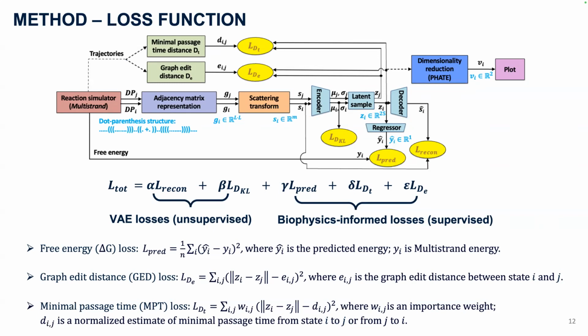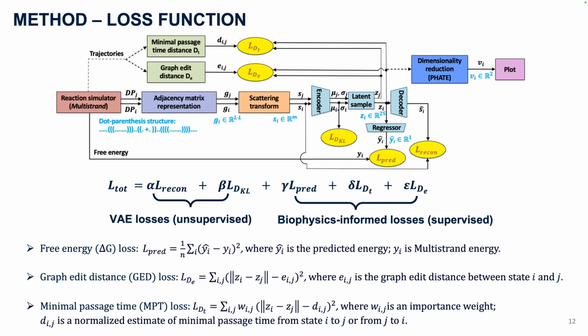The free energy loss is calculated by the mean squared error between the predicted energy term and the multi-strand generated energy. The graph edit distance loss is calculated by taking the pairwise Euclidean distance between state i and j in the variational autoencoder latent space, subtracting the graph edit distance between the state i and j.